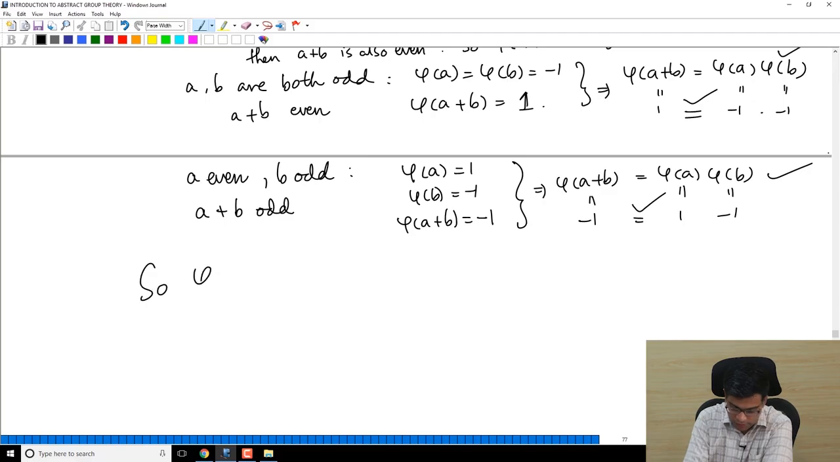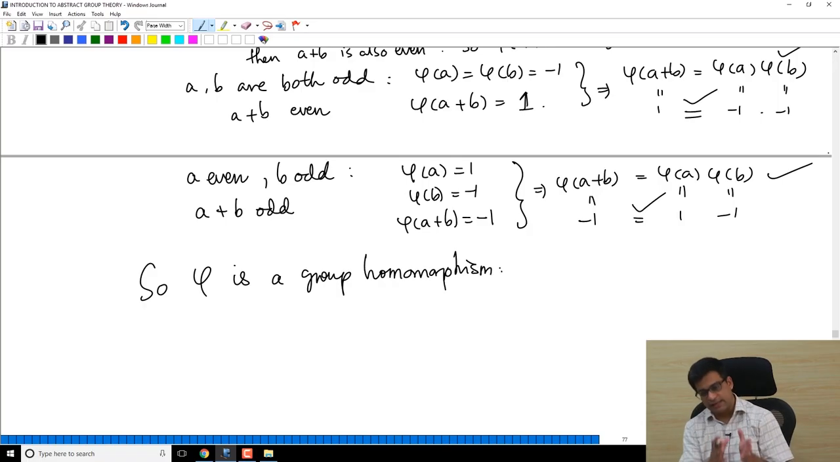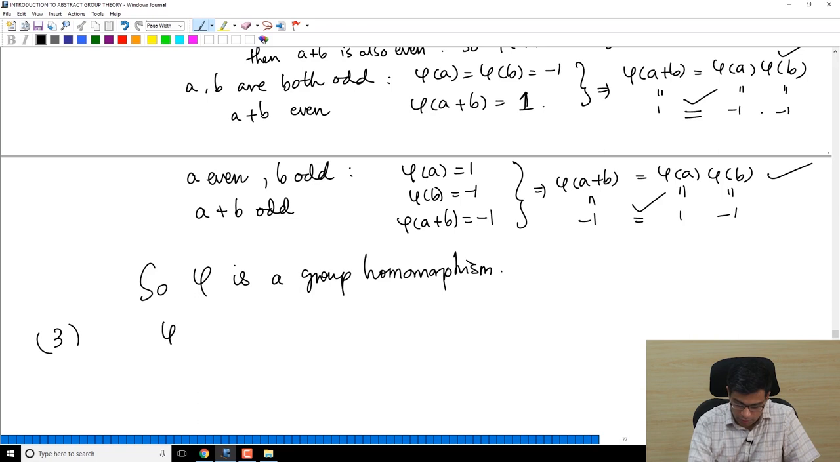So phi is a group homomorphism. Okay, so the function which sends an integer to 1 or minus 1 depending on whether it is even or odd is a group homomorphism. Okay, so the next obvious example, so this is probably 3, is the previous function modified slightly. So let's keep the same groups, Z and 1, minus 1.